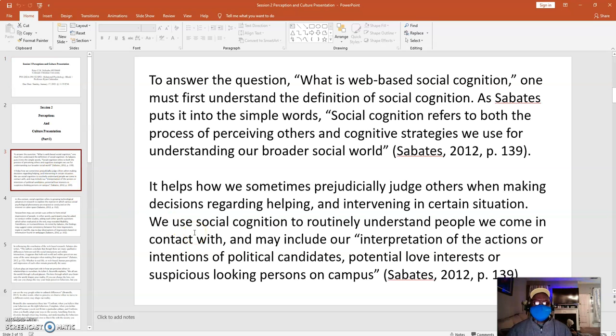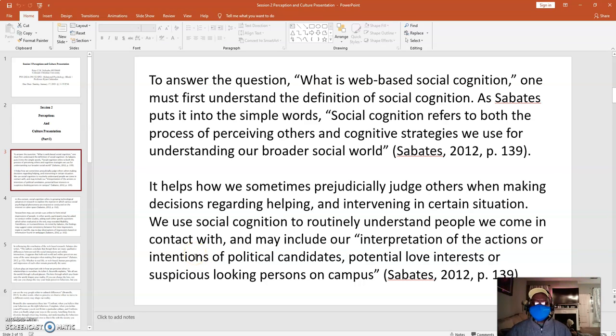First, we're supposed to define what is web-based social cognition. But we have to further try to understand the definition of social cognition before we can even talk about web-based cognition. As the writer of our textbook said, in simple English, social cognition refers to both the process of perceiving others and cognitive strategies we use for understanding our broader social world.